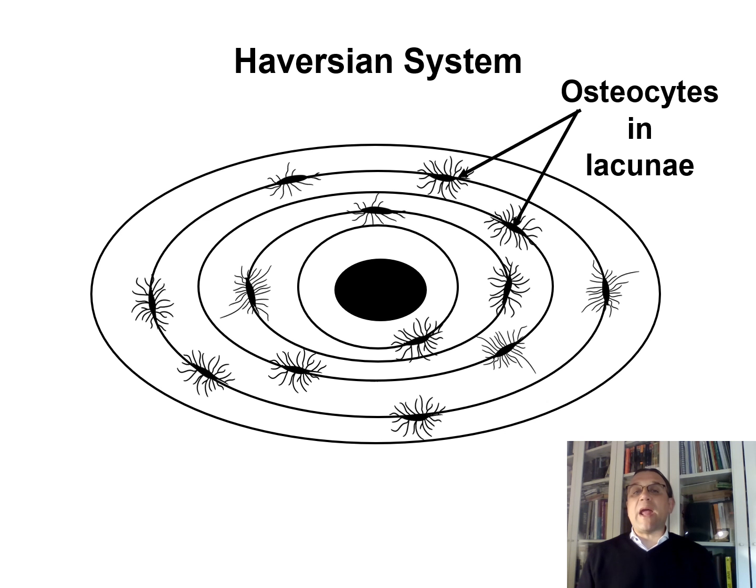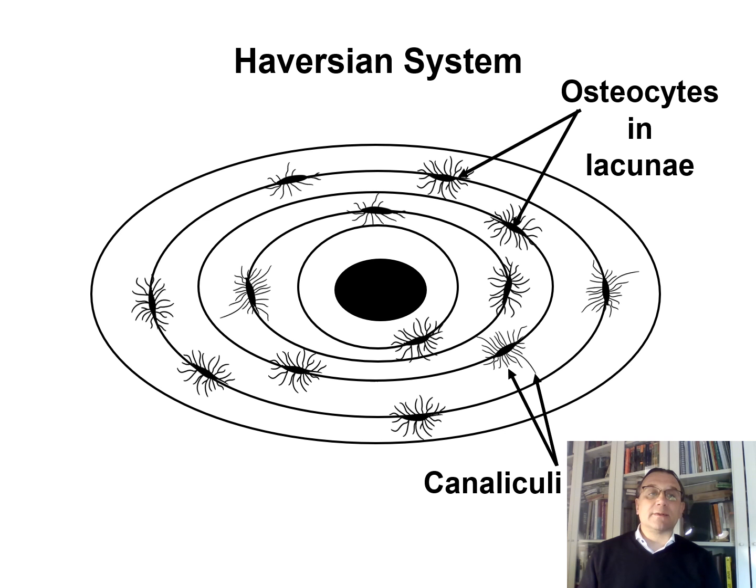Between the rings of matrix, the bone cells, osteocytes, are located in spaces called lacunae. Osteocytes are the longest living bone cells, making up 90 to 95% of cells in bone tissue. Small channels, canaliculi, radiate from the lacunae to the central canal to provide passageways through the hard matrix.